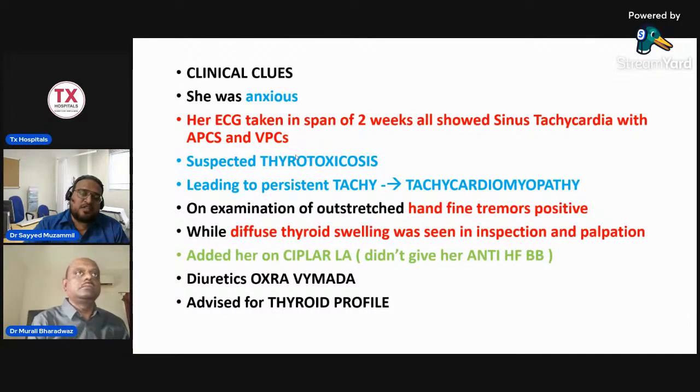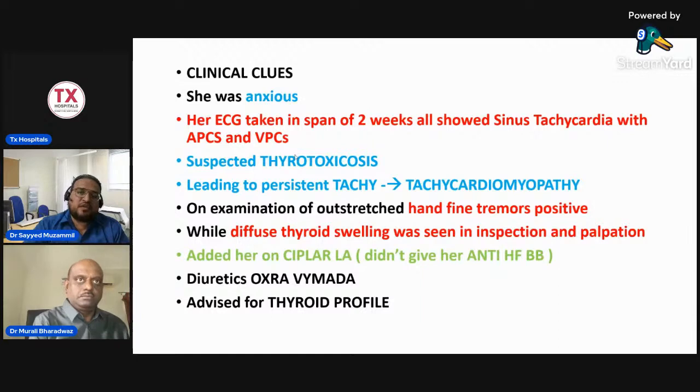So I added this patient on Ciplar LA, which is a non-selective beta blocker. Although she was in heart failure, a strong suspicion of thyrotoxicosis was there, and that needs non-selective beta blockers. That's why I added on Ciplar, and I didn't give her any beta 1 selective or anti-heart failure beta blocker. I gave her diuretics, Oxra and Vimada, and advised her thyroid profile.